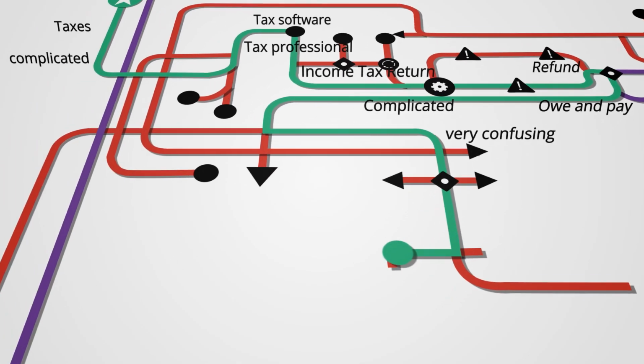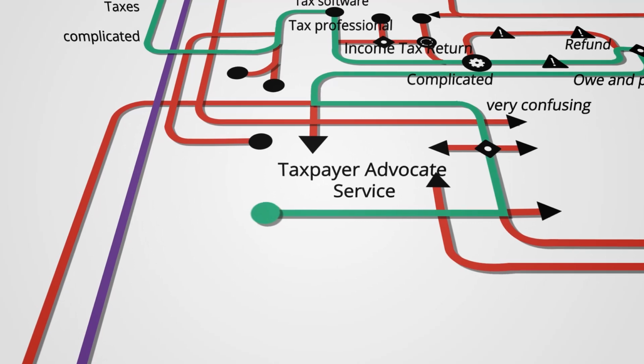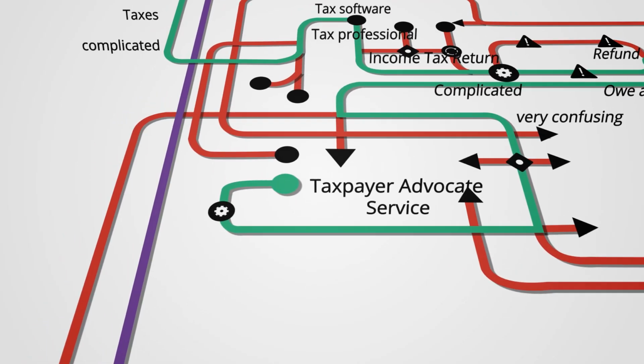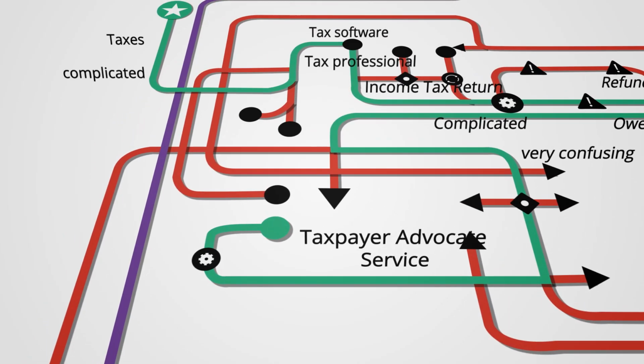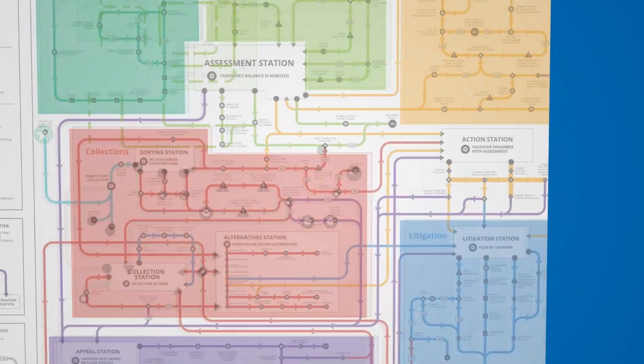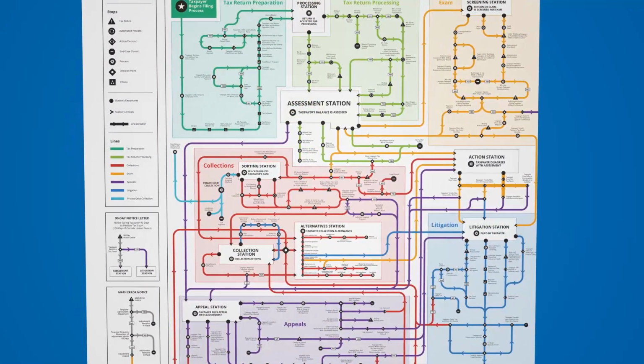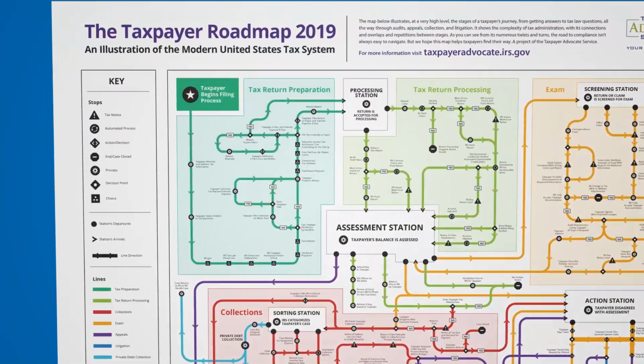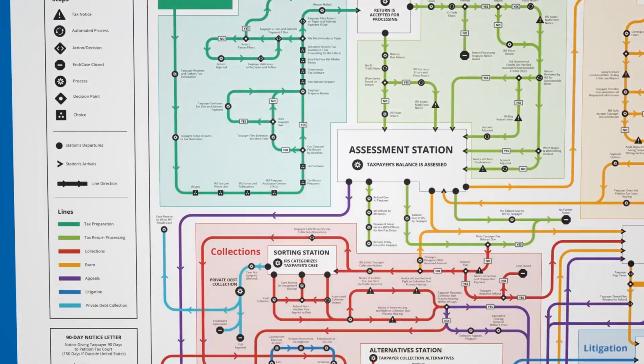For the first time ever, the Taxpayer Advocate Service has mapped out the modern United States tax system, and it's no surprise that it looks as complex as you think it might. Now, you can actually see the complexity of administering the tax code and fully understand the burden it places on the taxpayers who must navigate it.